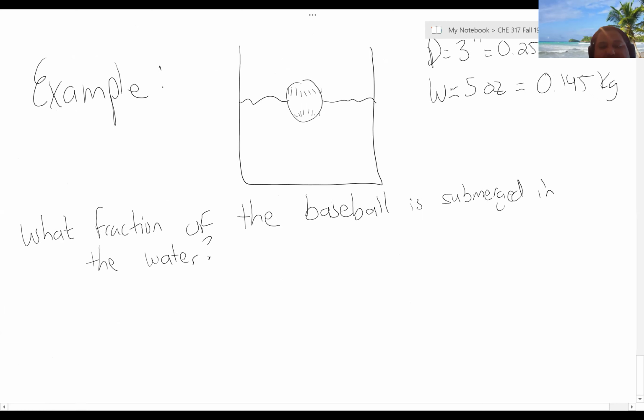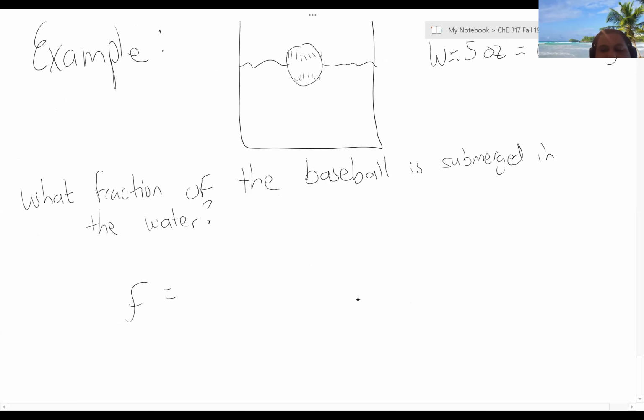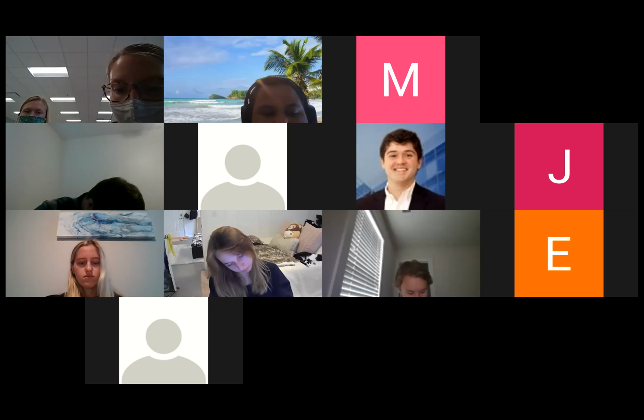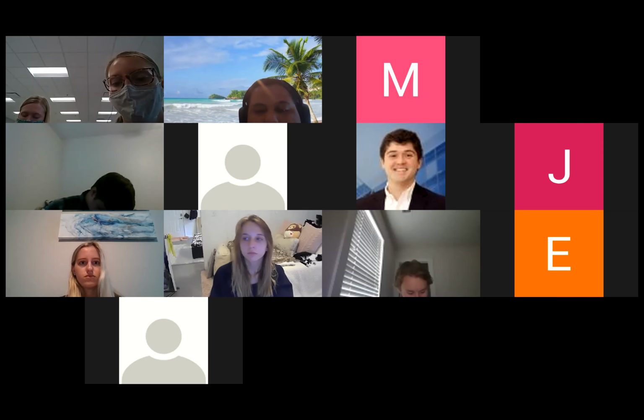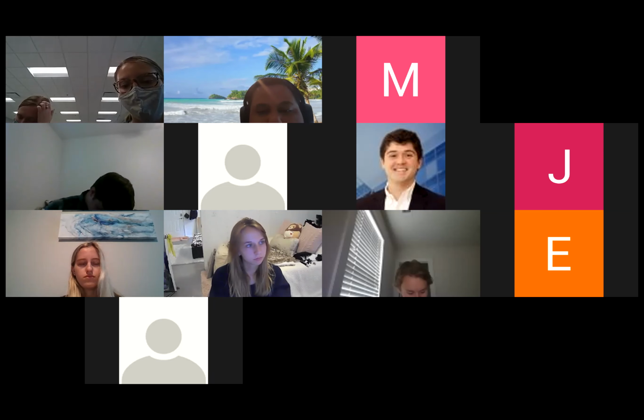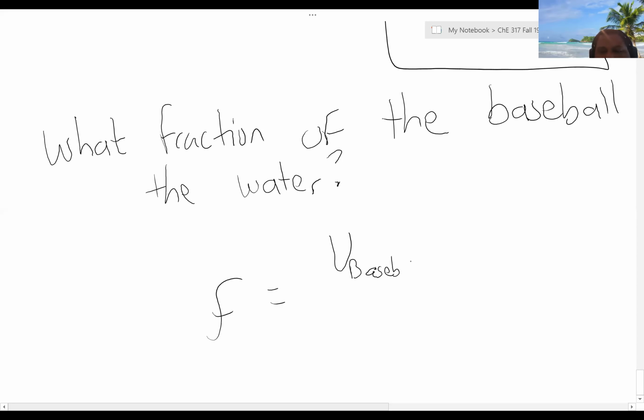So if we're trying to find this fraction, we can look at it in terms of the volume of the baseball submerged, the volume of the baseball submerged over the total volume of the baseball.